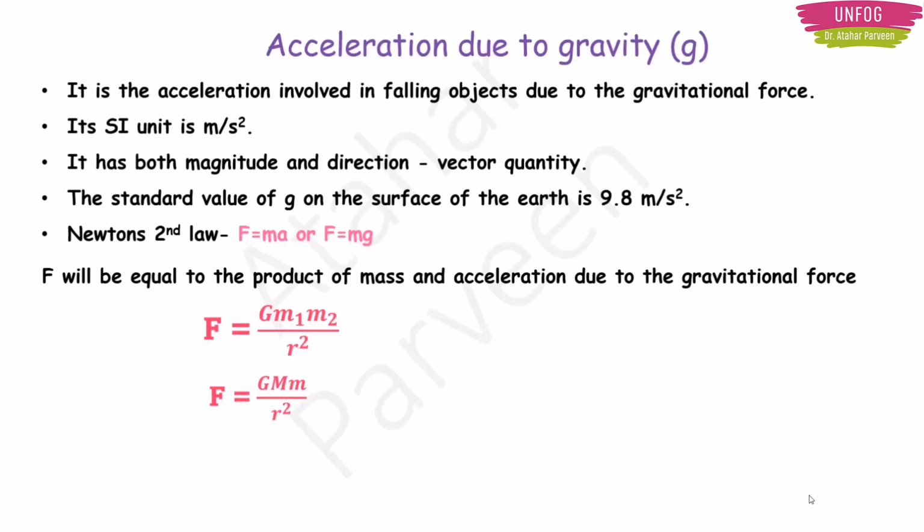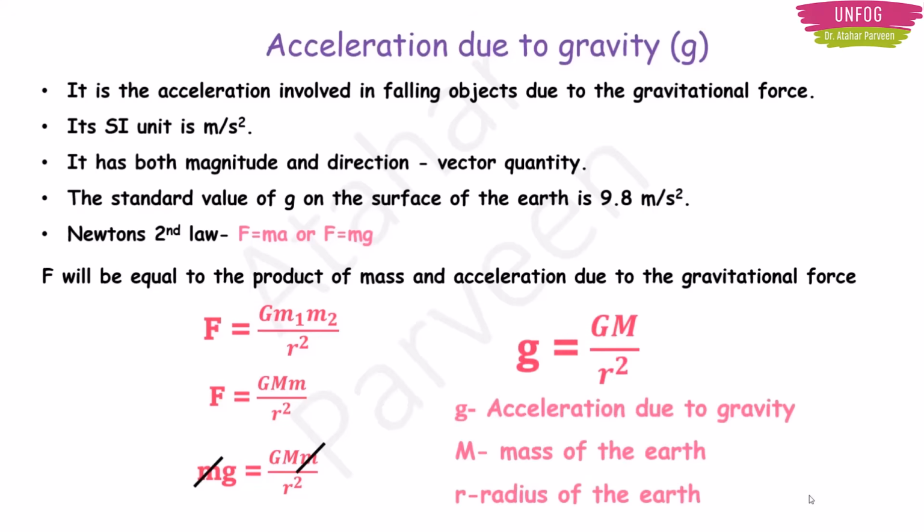Now on the left hand side I can write F as mg. Now this small m I can cancel so that I get the value of g, the acceleration due to gravity, is equal to G into capital M upon r square. If I am talking about earth, then small g is acceleration due to gravity of the earth, capital M is the mass of the earth and r is the radius of the earth. You can use this formula if they ask you to find acceleration due to gravity. So this formula is important because any numerical can be asked based on this formula.